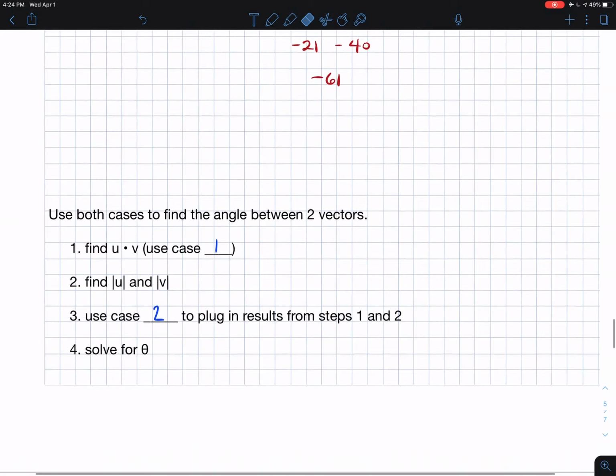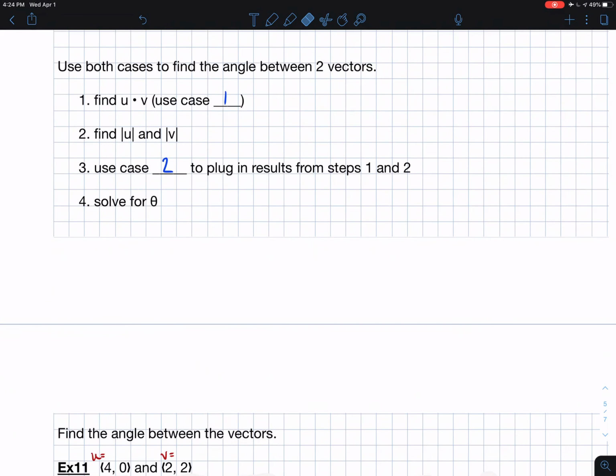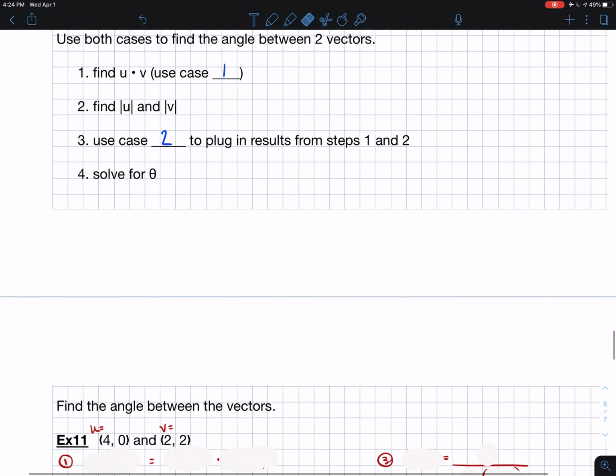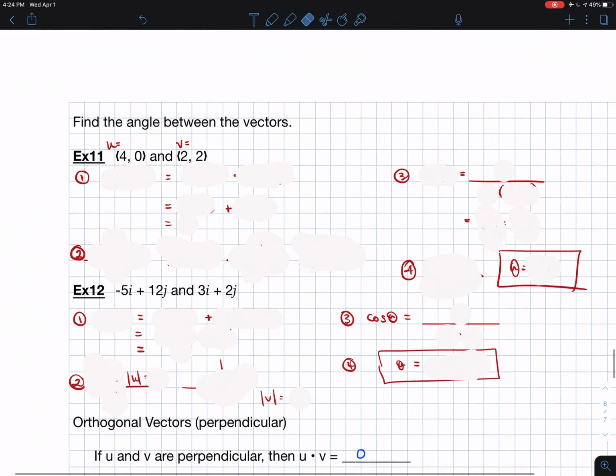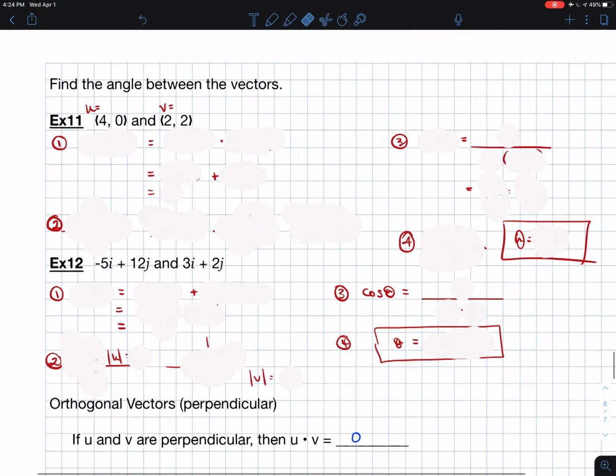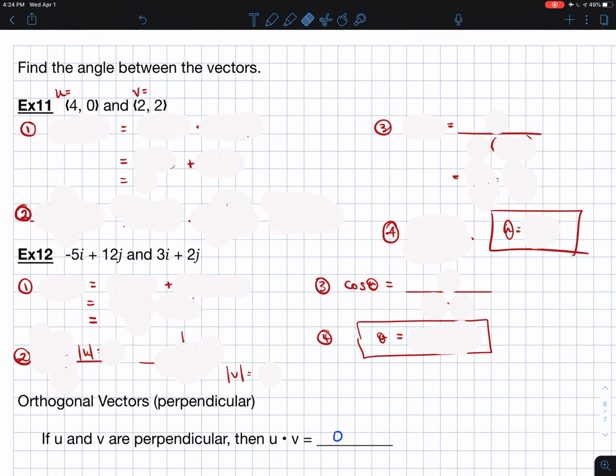Okay? Now, let's use both cases to find the angle between two vectors. This 4-step process you're going to want to get familiar with so that you can do this on your own. Let's jump right into example number 11, but make sure that you have this 4-step process handy. Folks, I'm just going to tell you right now, we're going to get to the end of it, and we're going to go, oh yeah, duh, I knew the answer to that. I didn't even have to go through all that work.